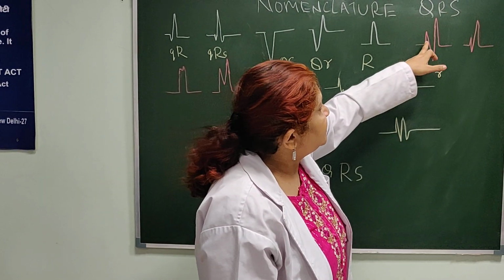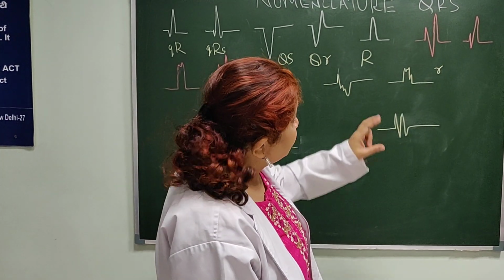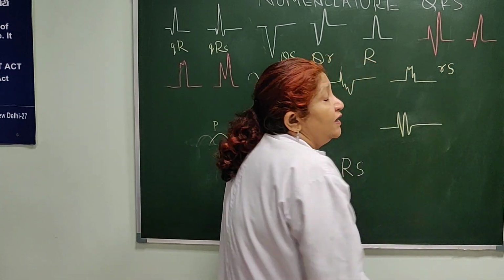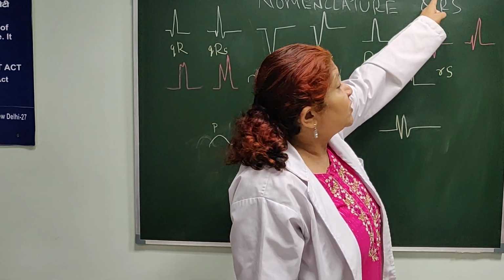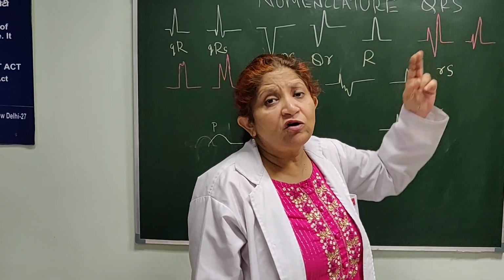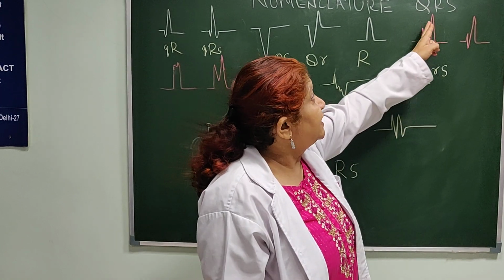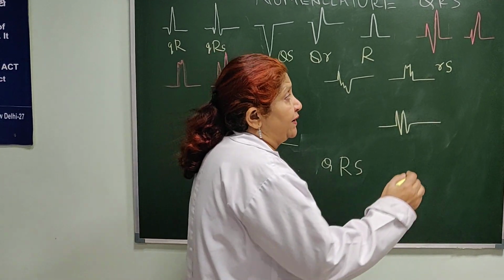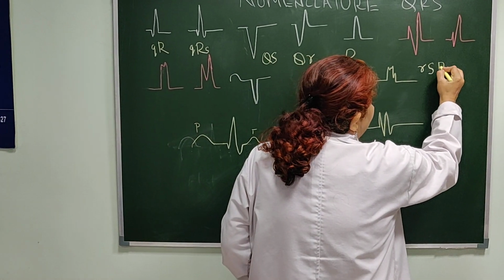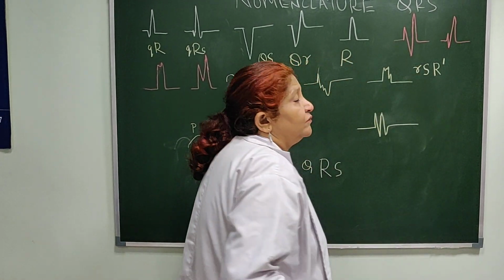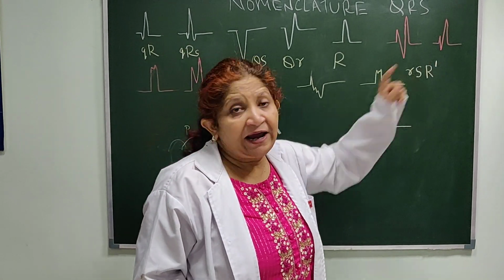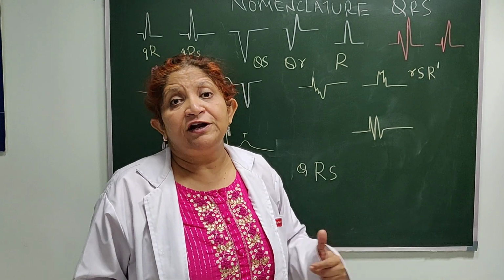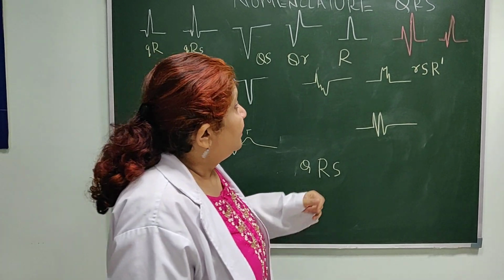Okay. Then there is a negative complex, and this is quite big. So I will write capital S wave. Then there is again a positive R wave. So second R is called R prime. And since that is bigger than the first R wave, it will be denoted by a capital R prime. So it will be R capital and prime means this is how you have to put. So R is R prime, where second R is bigger than the first R. So it is RSR prime. Clear?